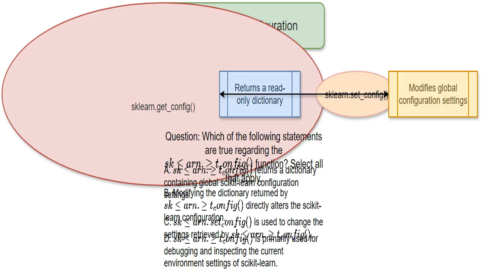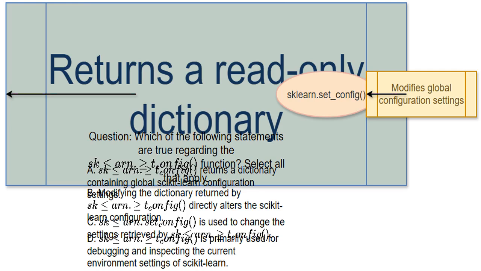Hey there, this function is like a window into the scikit-learn world. It gives you a snapshot, a dictionary, of all the current settings scikit-learn is using. Think of it as a report card of the configuration. Important detail: the dictionary you get is a copy, not the original. This means you can look at it and analyze it, but making changes won't change scikit-learn's actual settings. It's like looking at a photo of a painting. You can't change the original painting by marking the photo.